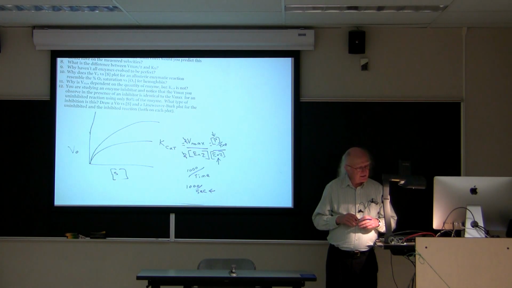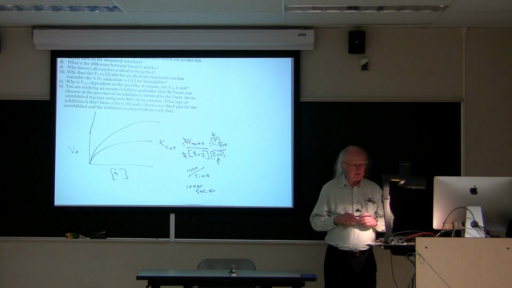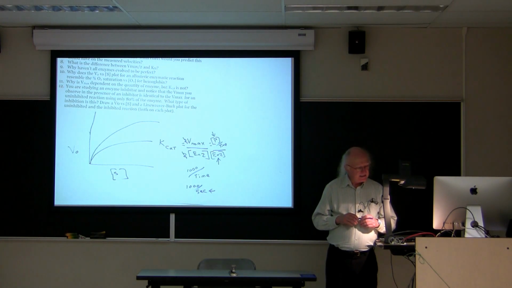The last question says you were studying an enzyme inhibitor, and notice that the Vmax you observe in the presence of an inhibitor is equal to the Vmax for an uninhibited reaction using only 80% of the enzyme. What type of inhibition is this? So let's draw out what I've just described.